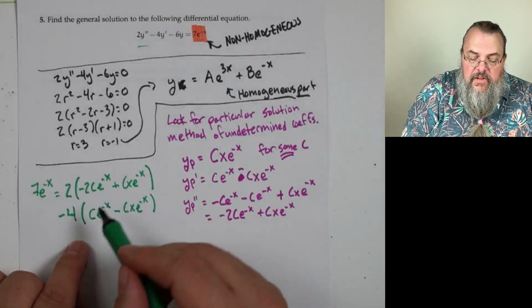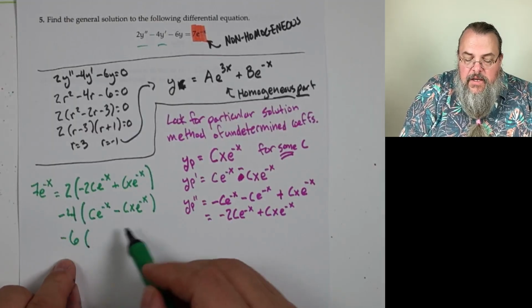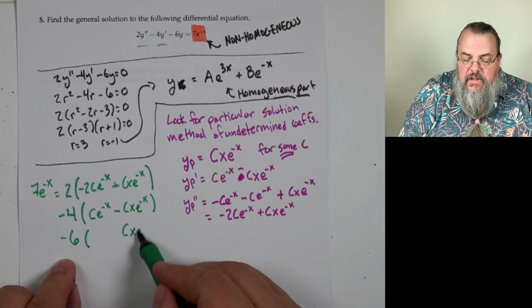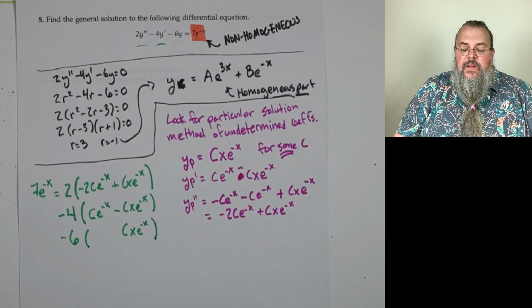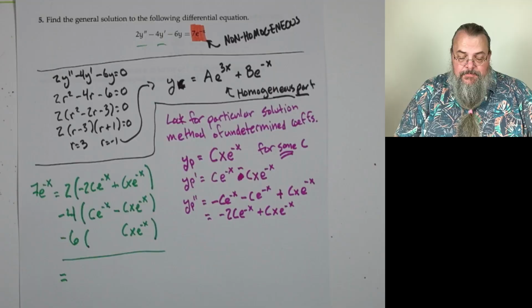And then minus 6, okay, that was the middle term. Then the last term, minus 6y, well, that's cx e to the minus x. Okay, well, let's do some computing.